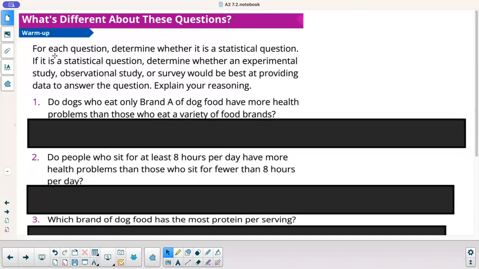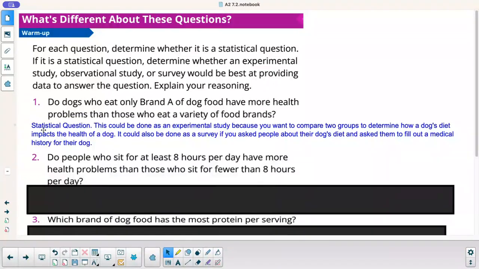All right, our warm-up. For each question, determine whether it is a statistical question. If it is a statistical question, determine whether an experimental study, observational study, or survey would be best at providing data to answer the question. Explain your reasoning. All right, so the first question: do dogs eat only brand A of dog food? Do dogs who eat only brand A of dog food have more health problems than those who eat a variety of food brands? Okay, so the answer to that is this is a statistical question.